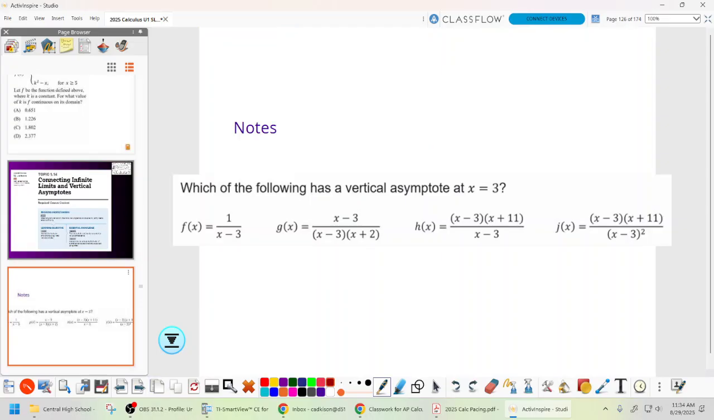All right. So just a quick prep question. Which of these has a vertical asymptote at x equals 3? H of x. Oh wait. F of x. F of x. So vertical asymptote at x equals 3.